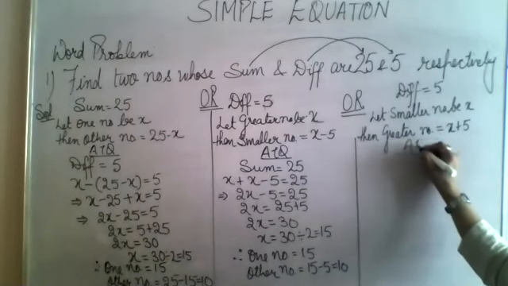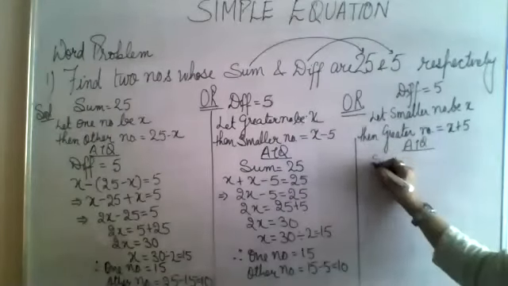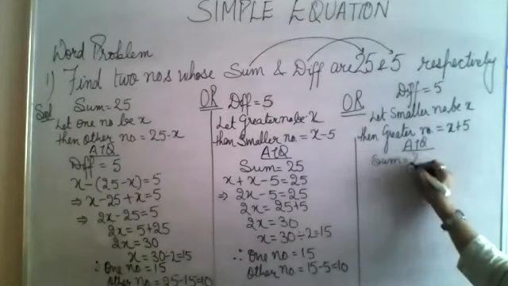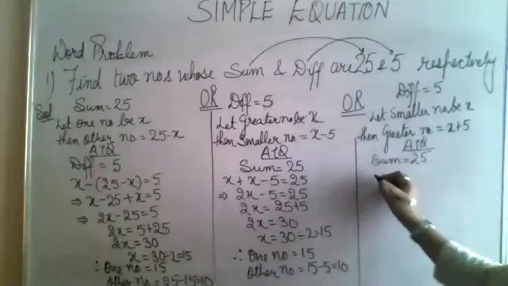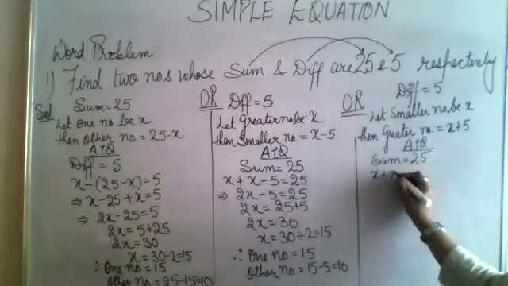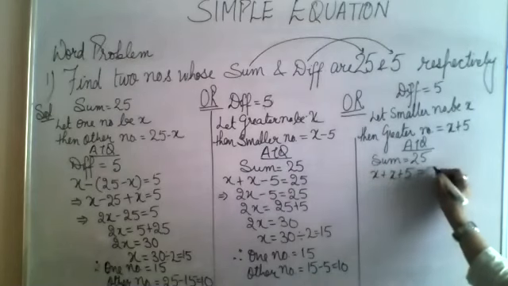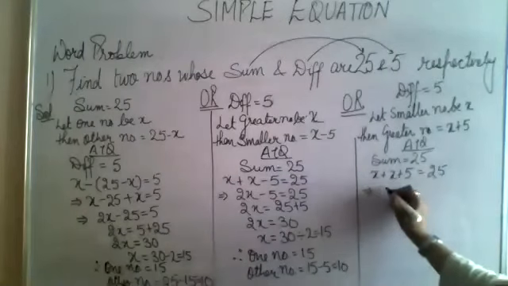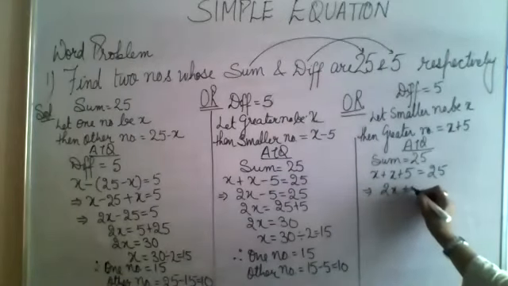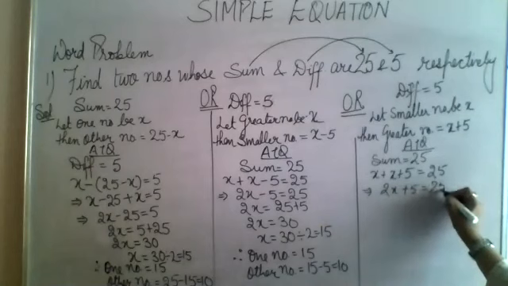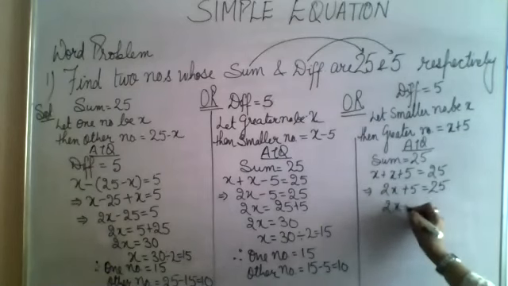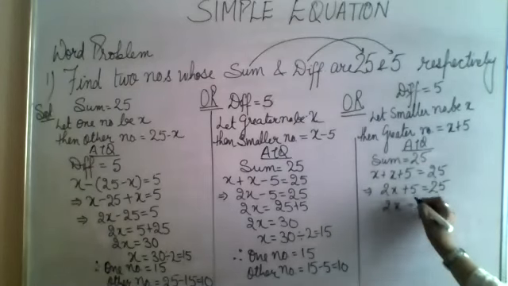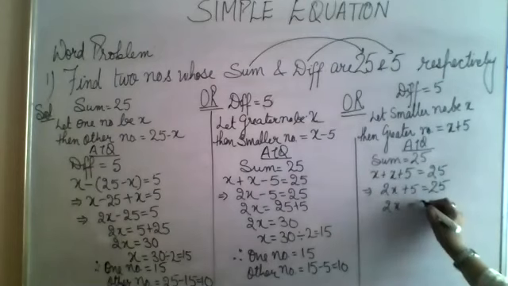So according to question, sum is 25. So both numbers, if you add, it will come 25. How many x? 2x plus 5 equal to 25. So minus will be this side. Plus 5 will go this side, become minus.